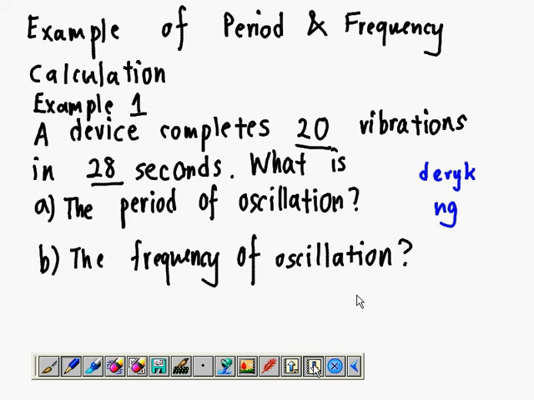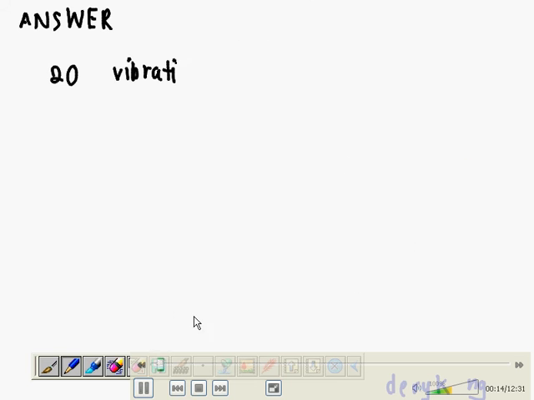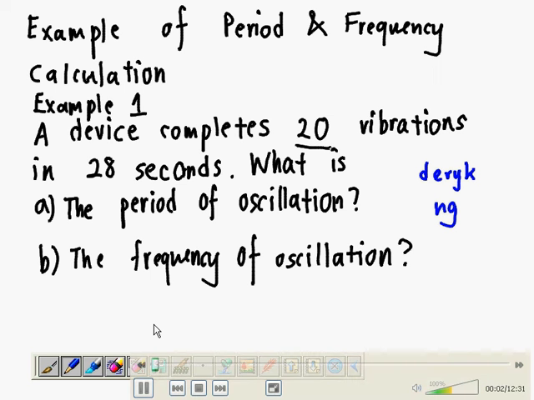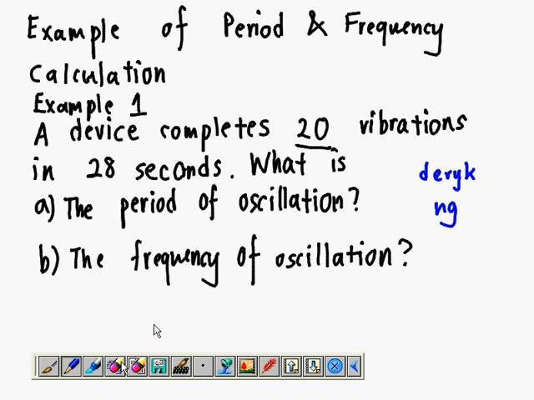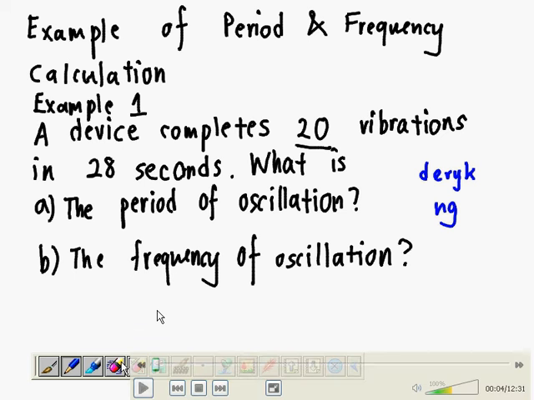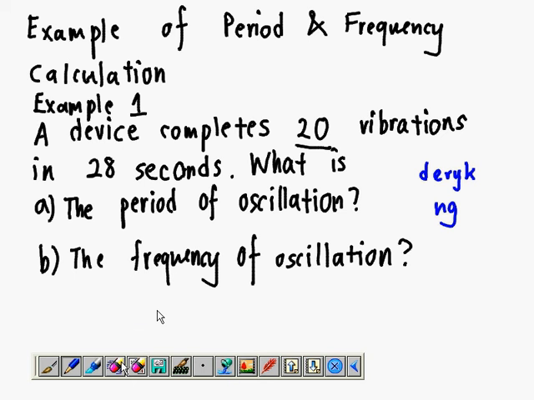Now let's look at an example of this. Okay, let's go back one more time. Example of period and frequency calculation. Example 1. A device completes 20 vibrations in 28 seconds. What is the period of oscillation and the frequency of oscillation?